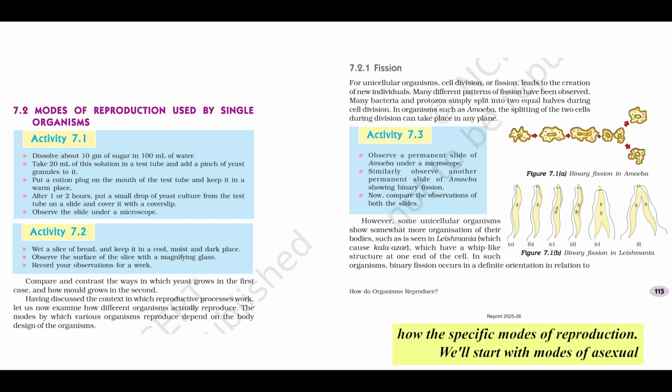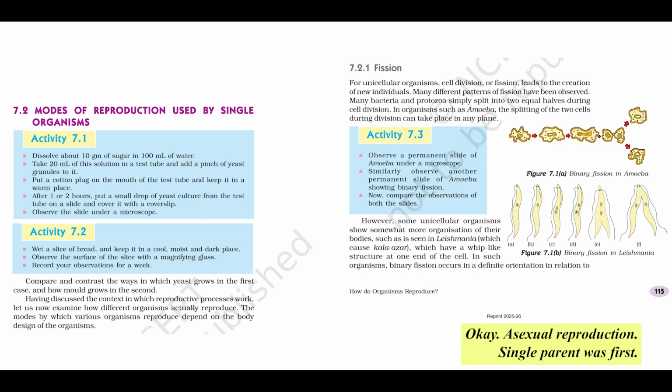the diverse how, the specific modes of reproduction. We'll start with modes of asexual reproduction. These are employed by single organisms or parts of a single organism. In asexual reproduction, new generations are created from a single parent individual without involving another parent. The specific mode an organism uses largely depends on its unique body design and level of complexity.